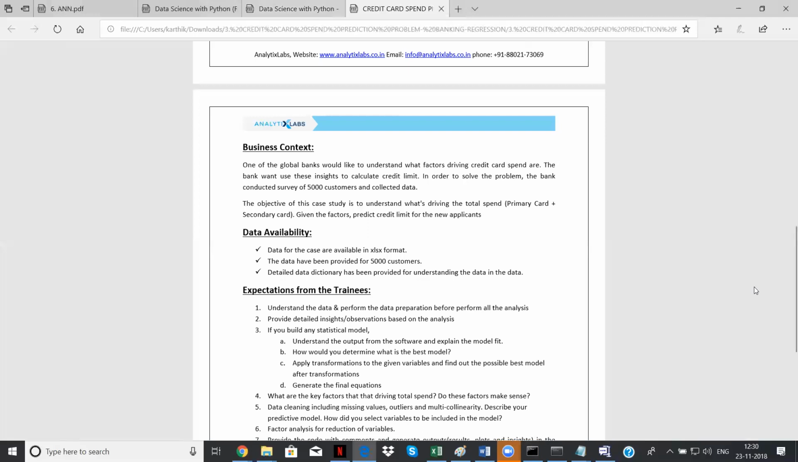Stepwise regression, anyone? P-value is all fine, but I guess you might have done stepwise regression as well, right? Yes or no? So VIF is one thing. Stepwise regression is another process. Have you guys done stepwise or not? We have done it, right? So what is stepwise?